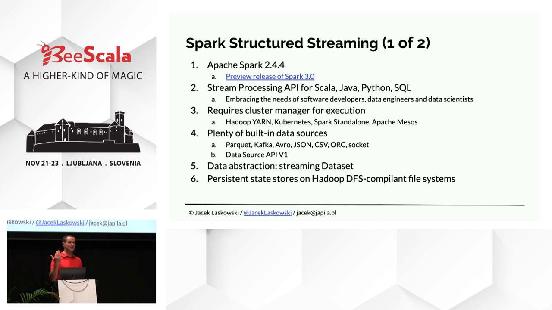Okay, data abstraction. There is only one data abstraction for all the goodies in Spark Structured Streaming. It's just streaming dataset. And it's exactly the same data abstraction you'll be using for SQL, Java, Scala, Python, whether you are dealing with batch queries or streaming queries, the very same data abstraction. Dataset/data frame. That's the beauty of this API, and that's what confuses people a lot.